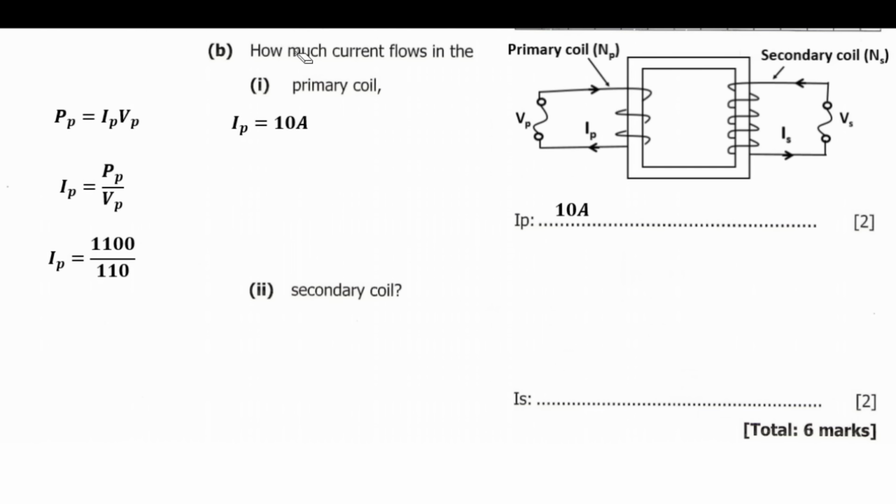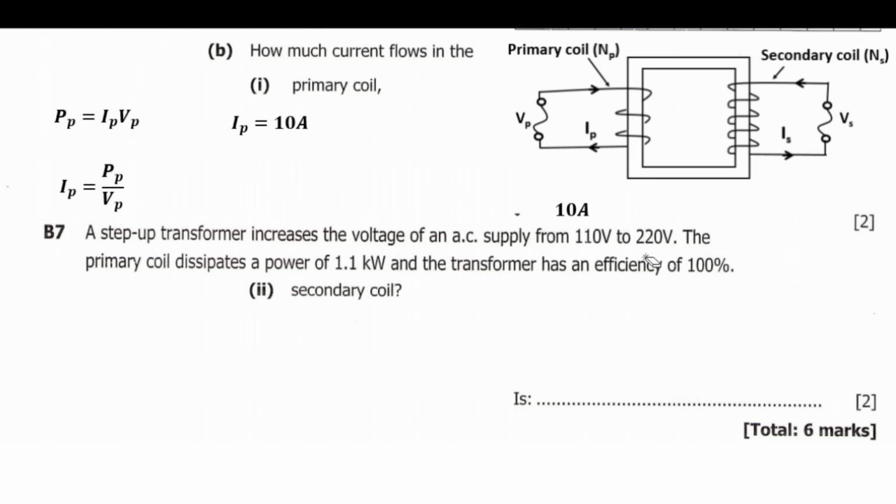Then in B, you also calculate how much current flows in the secondary coil. Since you are not given power in the secondary coil, if you look here, you don't have power in the secondary coil, you use the equation where you say power in the secondary coil must be equal to power in the primary coil. Why? Because the transformer has the efficiency of 100%, meaning the power that enters through the primary coil must be the power that goes out through the secondary coil. That's basically what it means by 100% efficiency.